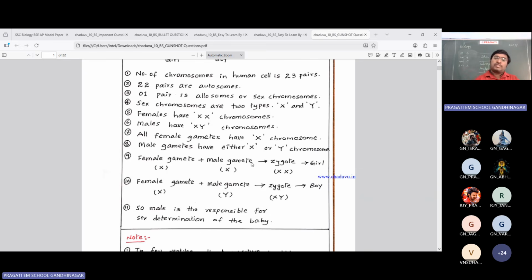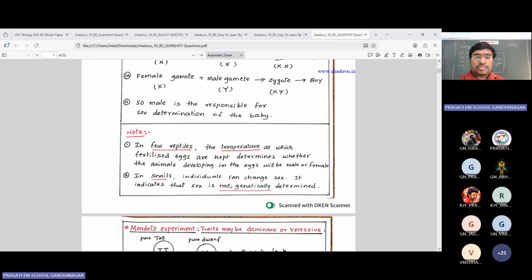So after this explanation, you should write the conclusion. So what is your conclusion? The male is responsible for sex determination of the child. Okay, children, this is the way you should write the sex determination question. In total, I have given 11 points here. Along with the flowchart, try to write like this, children. This is the representation.